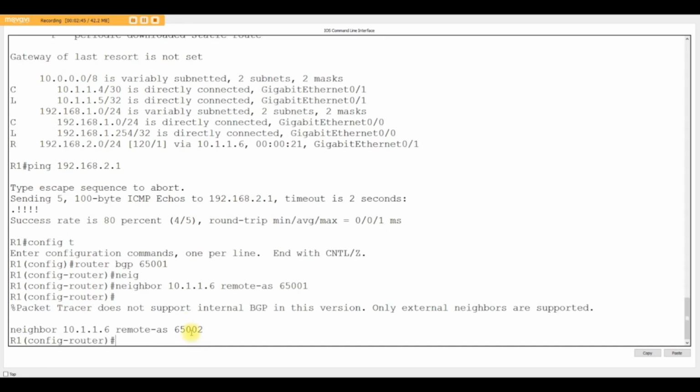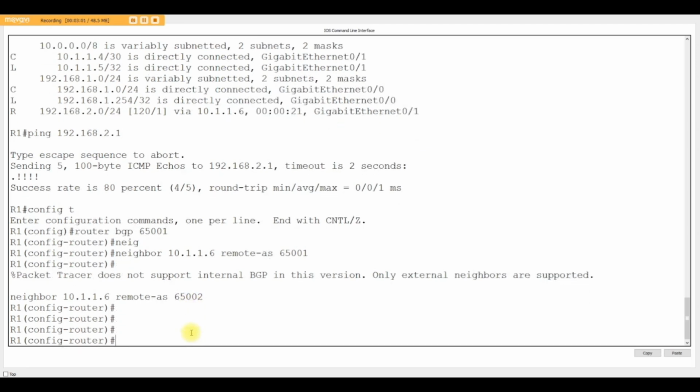This Packet Tracer, since we are learning about eBGP, only supports eBGP. I've always said that Packet Tracer is made for the CCNA. So since we have these new topics, hey, there you go.